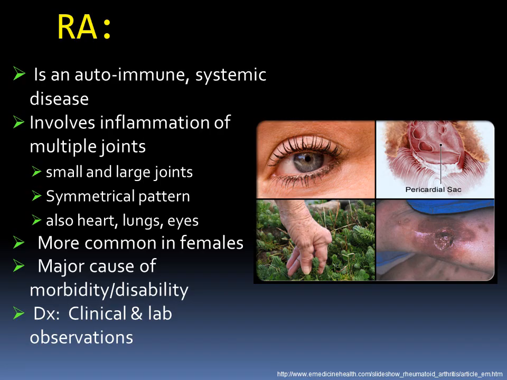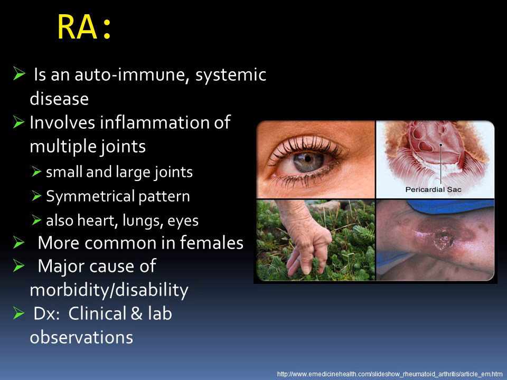Rheumatoid arthritis is an autoimmune systemic disease. It involves inflammation of multiple joints. They can be small or large joints. It's very symmetrical in its pattern, so if it's going to affect the right, it's going to affect the left. However, please note that rheumatoid arthritis can also affect the heart, the lungs, and the eyes. And you can see from the pictures there the different impacts that it can have. It is more common in females.